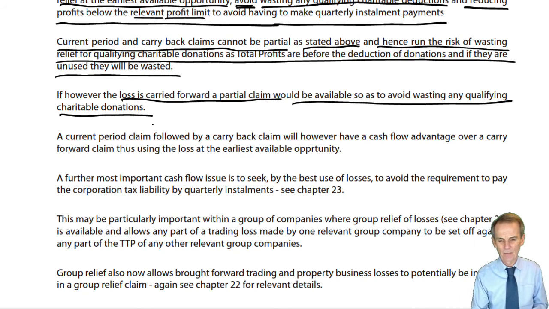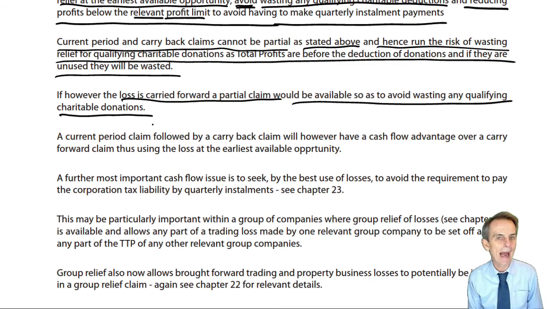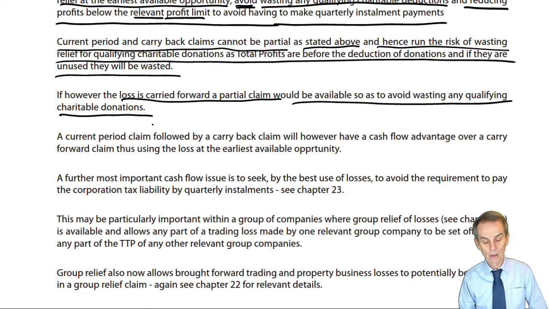If we've got next year total profits of £100,000 and donations paid of £10,000, then if our loss was, say, 200,000, normally 200,000 against total profit of 100,000, if it were a current or carry back claim, the 200,000 loss is bigger than the £100,000 profit, so the whole 100,000 would go, and that would waste the donations. On a carry forward claim, we only have to use 90,000 of our 200,000 against the £100,000 worth of profit. On that basis, that still leaves £10,000.